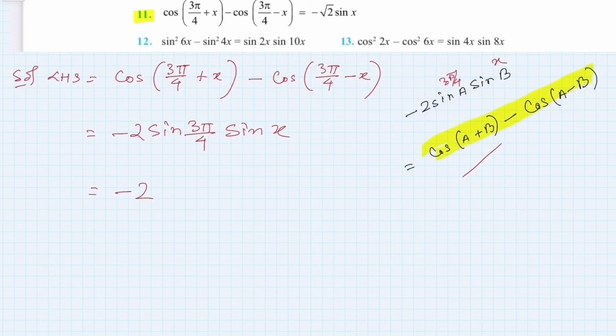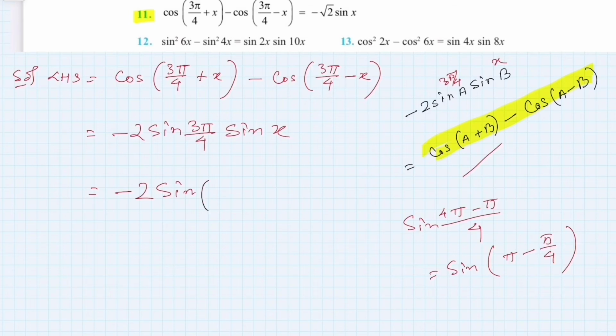Okay, then sine 3 pi by 4. You can consider sine 3 pi by 4 as 4 pi minus pi by 4, so you can write it as sine of pi minus pi by 4. Okay, so we can write sine 3 pi by 4 as pi minus pi by 4. Then sine x remains sine x.